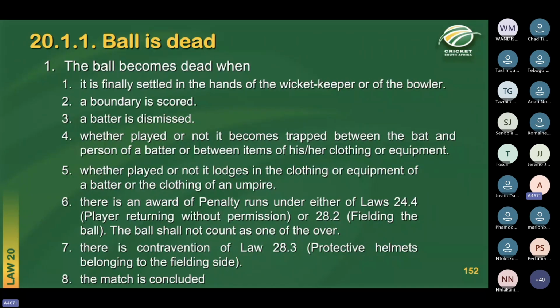So the ball automatically becomes dead when it is finally settled in the hands of the wicketkeeper or of the bowler. The ball automatically becomes dead when a boundary is scored. The ball automatically becomes dead when a batter is dismissed. The ball automatically becomes dead, whether played or not, if it becomes trapped between the bat and person of a batter or between items of his or her clothing or equipment. The ball automatically becomes dead, whether played or not, if it lodges in the clothing or equipment of a batter or the clothing of an umpire.